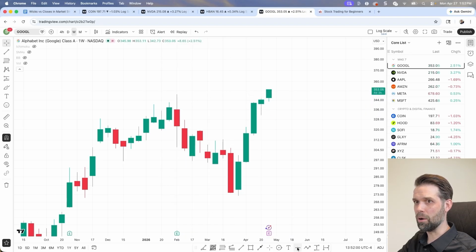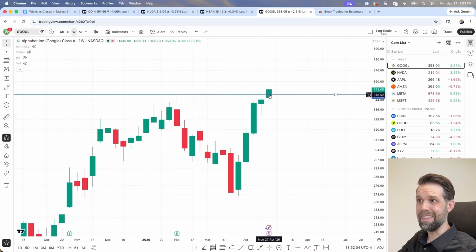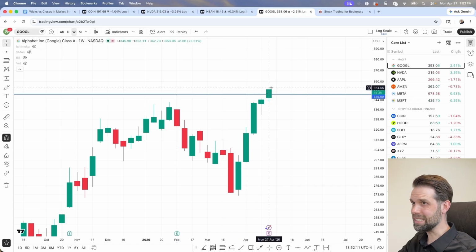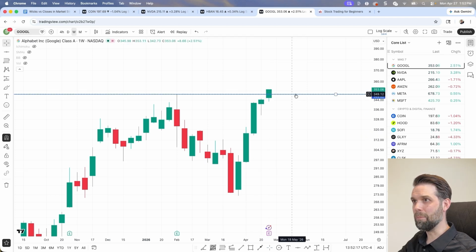And if we just take our horizontal line again right here, we can see that presently this wick and this candle is closing above this wick. So the week isn't open. We want to see this Friday where this candle closes for Google. But at the moment, it is above this wick.